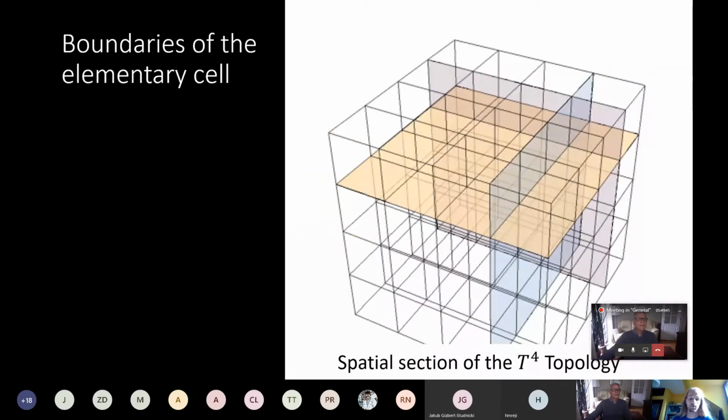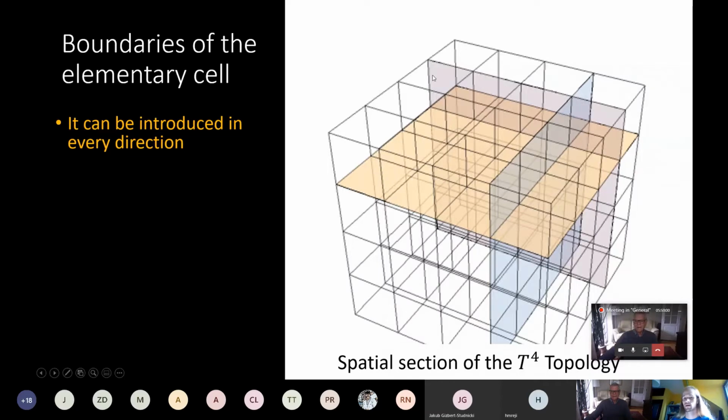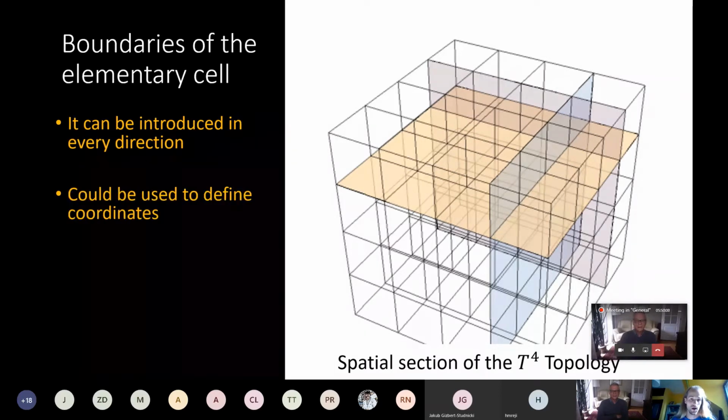So for a torus, we can imagine this as a cube. On this picture, you can see the three-dimensional section of a four-dimensional torus. We can introduce boundaries in x, y, yz, and xz directions. And the torus can be imagined as an infinite periodic structure. These boundaries can be defined in every direction.